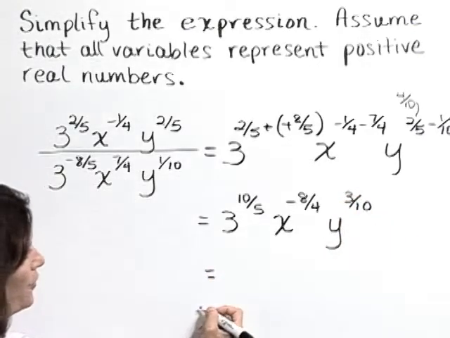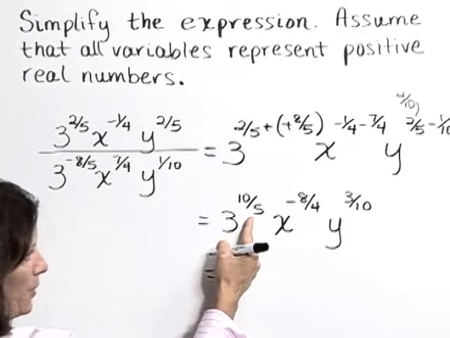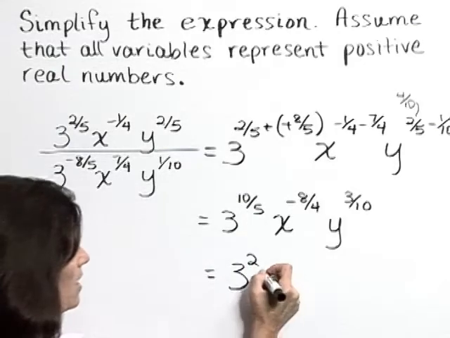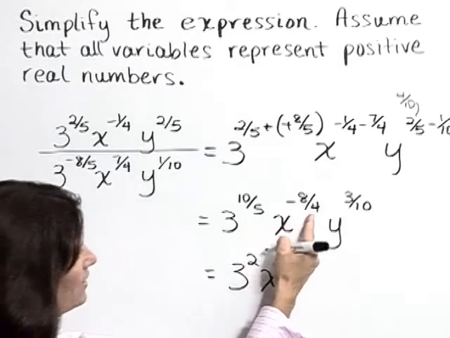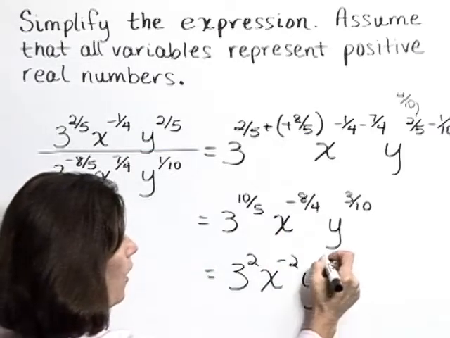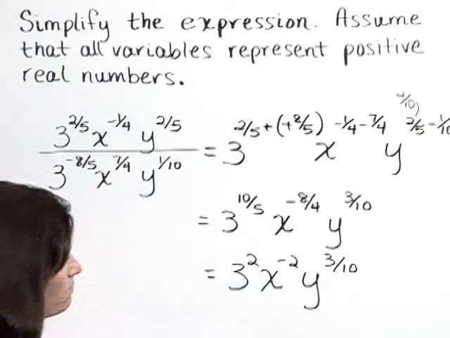Now let's simplify a little further. I'm going to write this 10/5 exponent as a 2, so that's 3 squared, times x to the negative 8 over 4, that's a negative 2, times y to the 3/10.